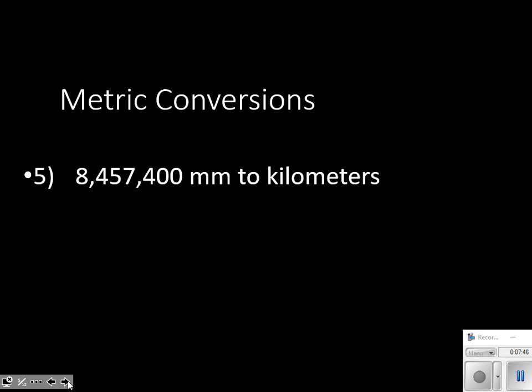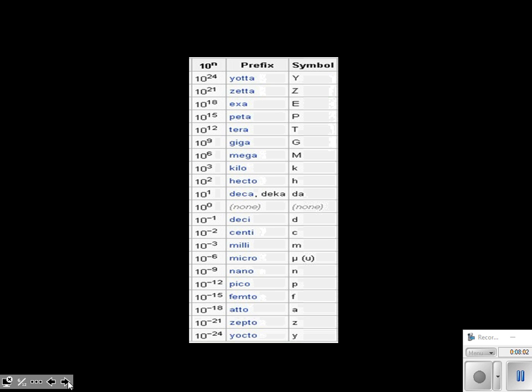This one is not so bad because we're familiar with this one. This is still a King Henry died by drinking chocolate milk, because I'm going from millimeters to kilometers. Now, when I switch to this slide, this is just simply a different version of what you should have in your notes. And what I'm doing for this particular one is I'm right here at milli, and I want to go up here to kilo.